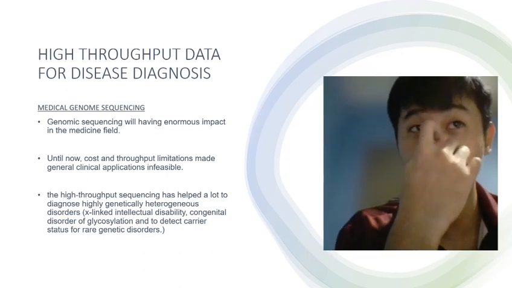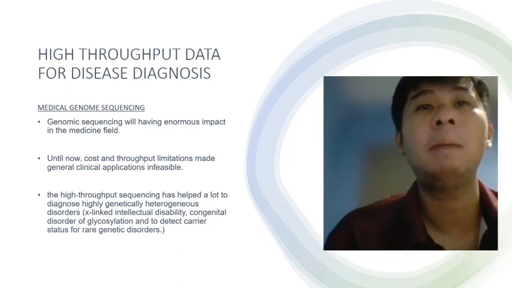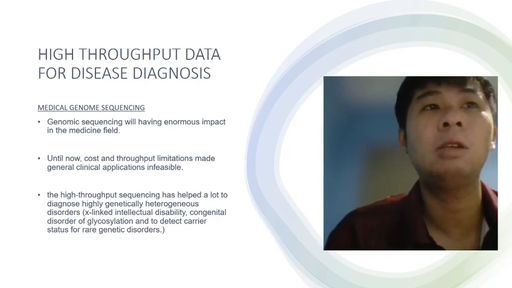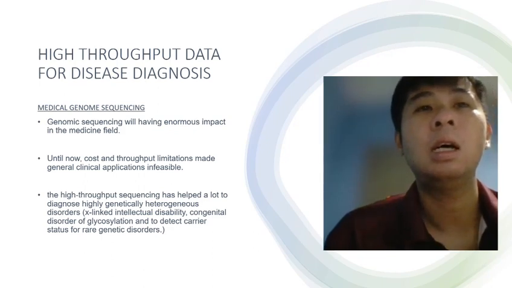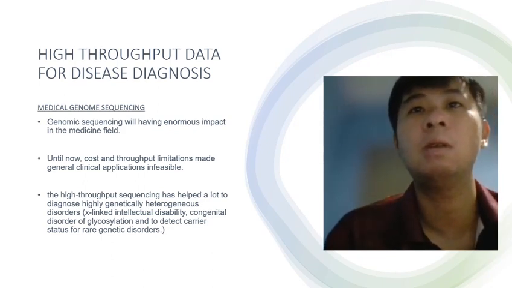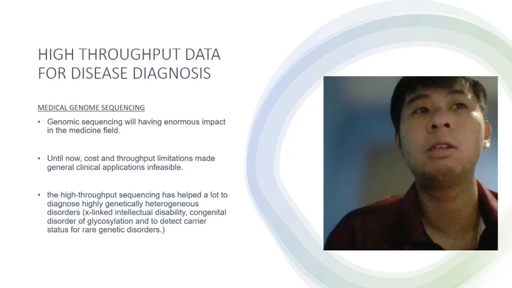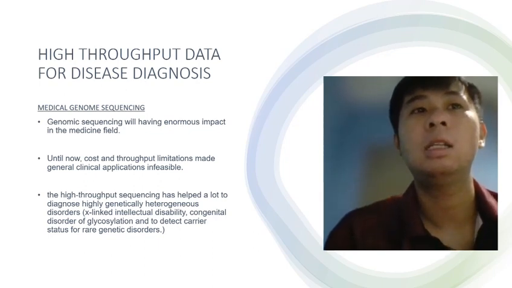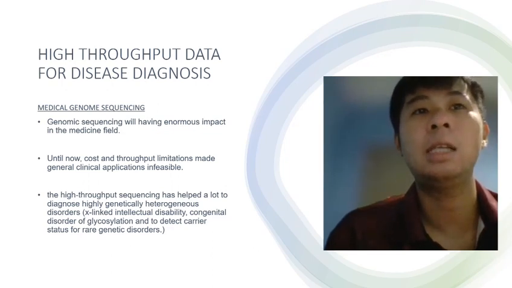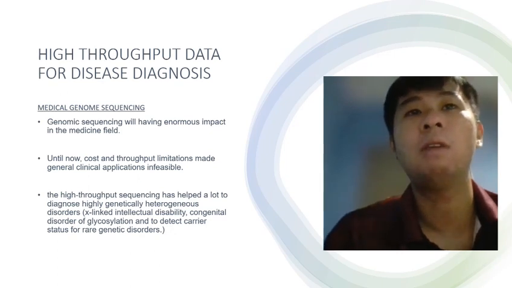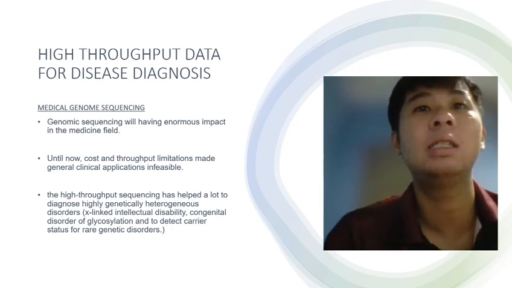Until now, the cost and the throughput limitation made general clinical application infeasible. So high throughput sequencing has helped a lot in the diagnosis of highly genetically heterogeneous disorders, such as X-linked intellectual disability and congenital disorders of glycosylation, and to detect carrier status for rare genetic disorders.